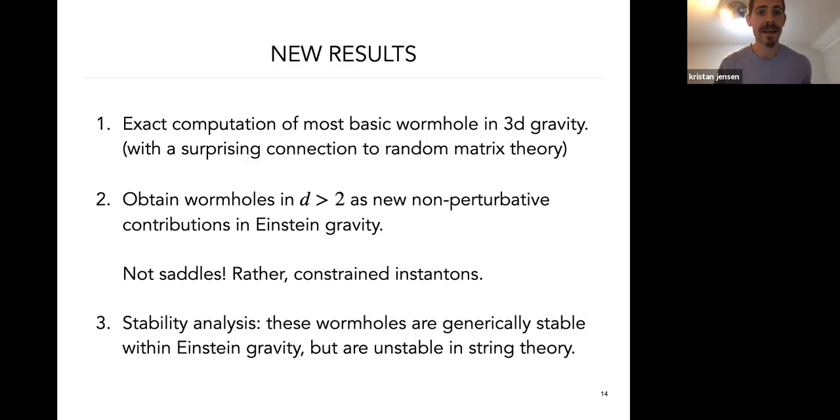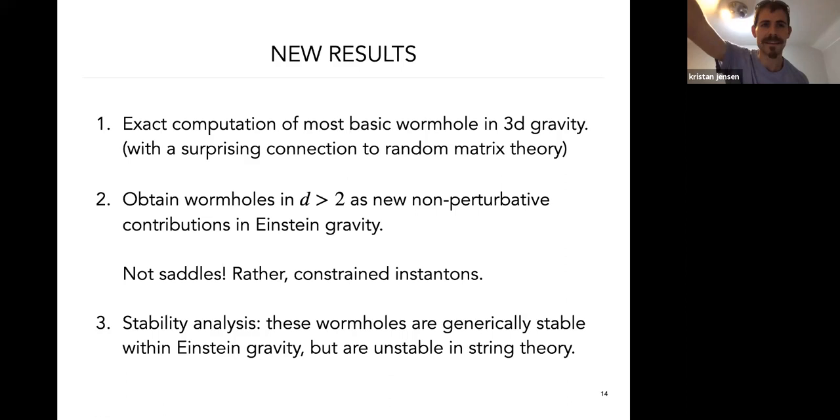And then from there, what we'll do in the end is to obtain new wormholes in 3 and higher space-time dimension as non-perturbative contributions to Einstein gravity. These are not instantons per se. They are not solutions to the Einstein field equations, but rather they're the next best thing, something that in the literature is called a constrained instanton. And we'll discuss what that means. But these are important contributions to the path integral of Einstein gravity, whatever that means.